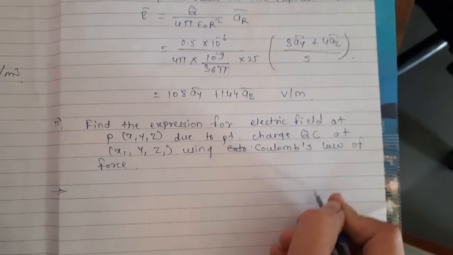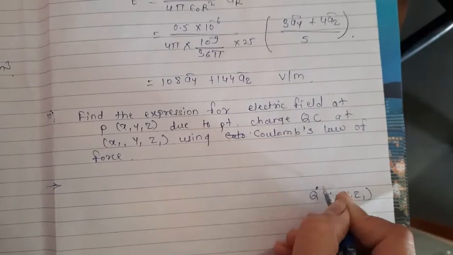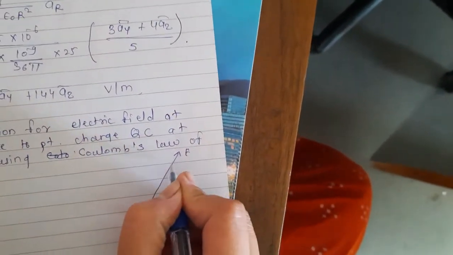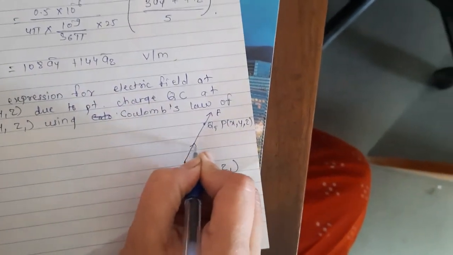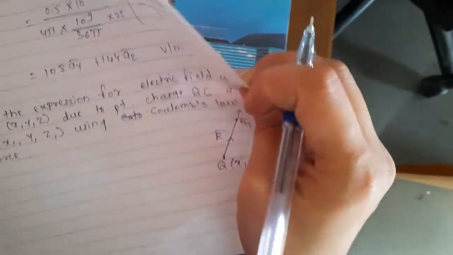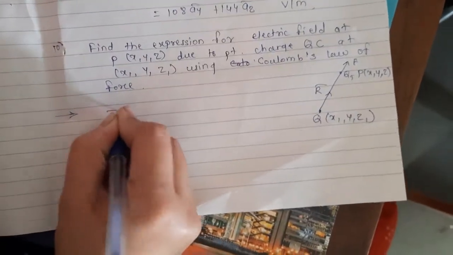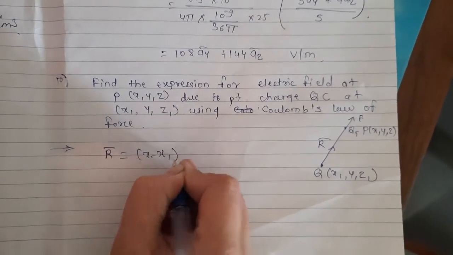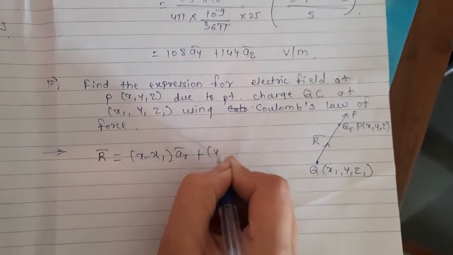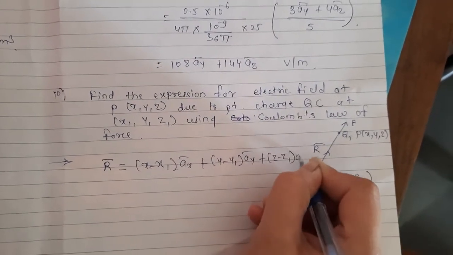So we draw figure for this. This is point Q at X1, Y1, Z1. This is point QT at P of X, Y, Z, vector R bar. Now the vector joining the charge Q and point P is shown in this figure. So we have to find the value of r bar. So it is x minus x1 ax bar plus y minus y1 ay bar plus z minus z1 az bar.